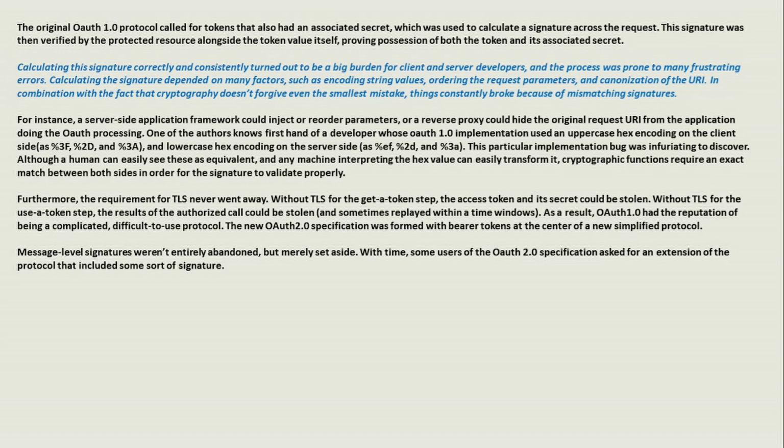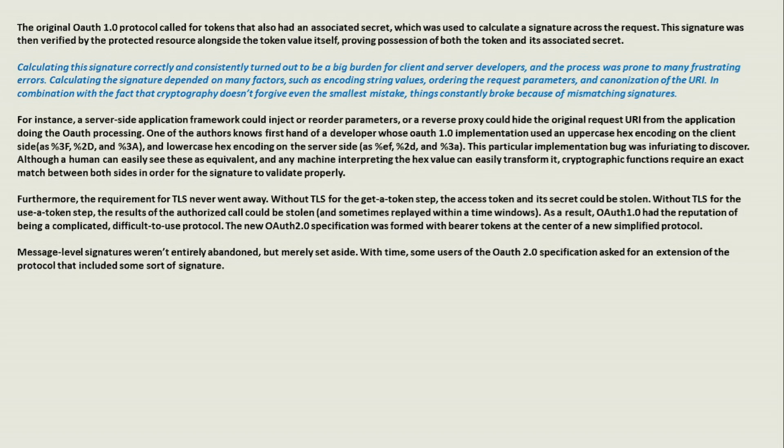So, let's see this example, through which you can understand the problem in this OAuth 1.0 specification, the way the token is basically communicating. For instance, a server-side application framework could inject or reorder parameters, or a reverse proxy could hide the original request URI from the application doing the OAuth processing. One of the authors knows firsthand of a developer whose OAuth 1.0 implementation used an uppercase hex encoding on the client side and lowercase hex encoding on the server side.